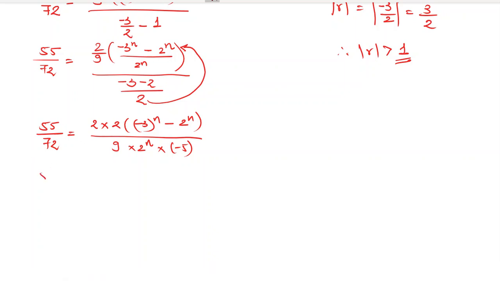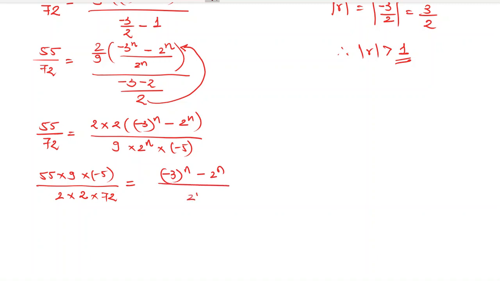See how 55 multiplied by 9 multiplied by minus 5 the whole upon 2 into 2 into 72. You understood what I did here? I brought the numbers from the right hand side to the left hand side. And what will be remaining over here? Minus 3 raised to n minus 2 raised to n upon 2 raised to n. We can simplify this. Before that, we can just cut this. 9 8s are 72. That's it. Nothing else can be cut.